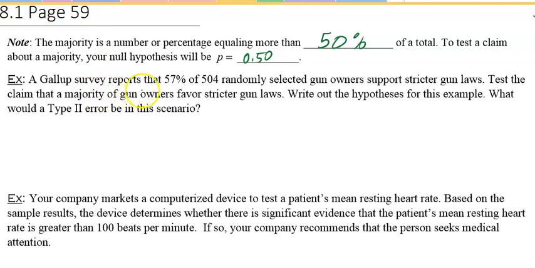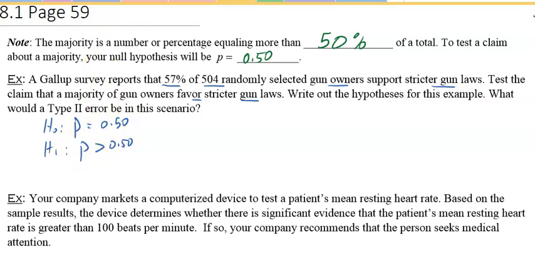A Gallup survey reports that 57 of the 504 randomly selected gun owners support stricter gun laws. Test the claim that the majority of owners favor stricter gun laws. Write a hypothesis for this example. What would be a type 2 error scenario? The null hypothesis will say that the proportion is 50%. It's still the same. The alternative, based on what we see, is P is bigger than 50%.